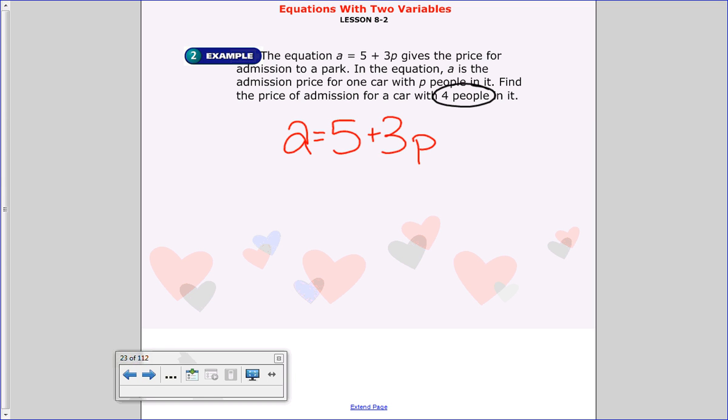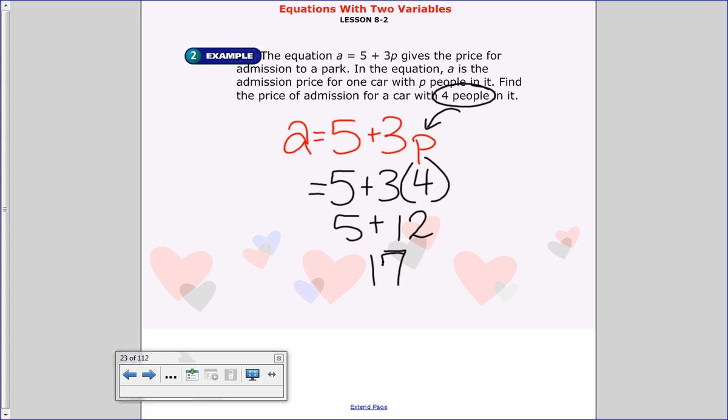Well, this 4 people is going to be this P, because the 4 people isn't the admission cost, it's how many people are in the car. So A is equal to 5 plus 3 times 4, because that's the number of people. And now here I have 5 plus 3 times 4. Well, I do multiplication before I add. So 3 times 4 is 12 plus 5. That will cost $17. So the admission in this park is $17.